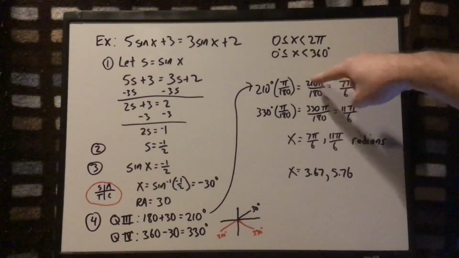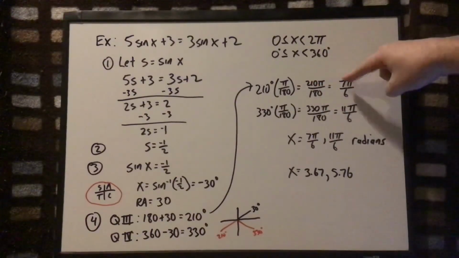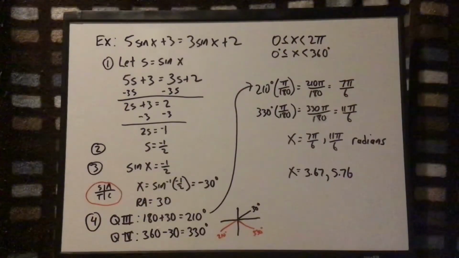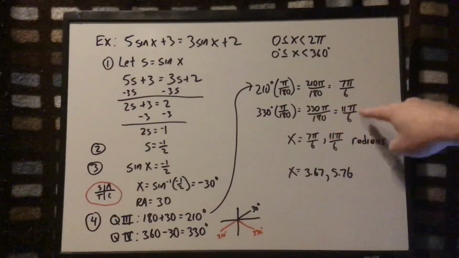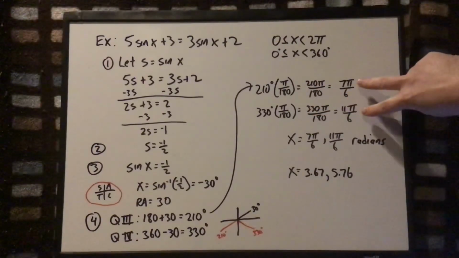210 over 180, you can use a calculator or realize 30 goes into both of those. This simplifies to be 7 over 6. So the exact form of this is 7 pi over 6. And I didn't need to get a decimal for it. Same thing here, 330 pi over 180 is 11 pi over 6. So notice in this case, these are exact solutions.